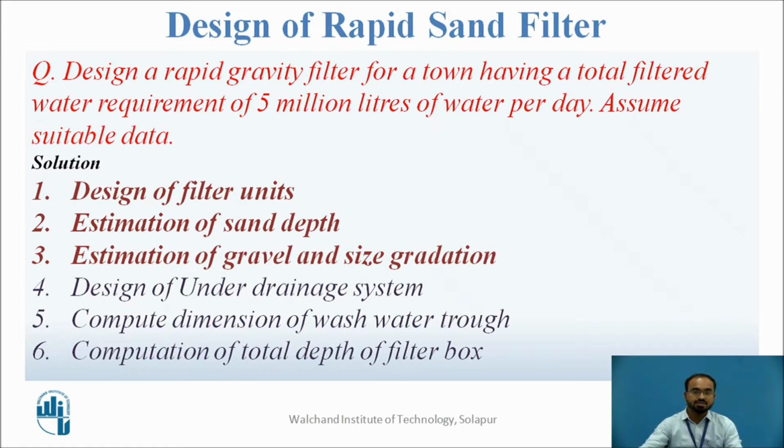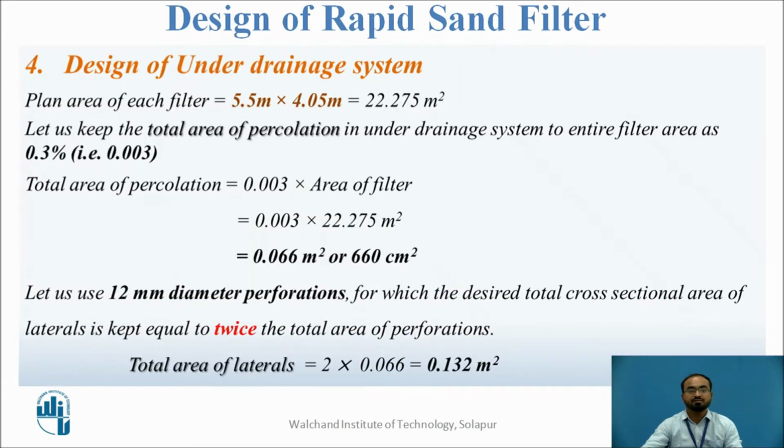Today in this session we are going to study the 3 remaining points: design of under drainage system, computing the dimension of wash water trough, and computation of total depth of filter box. Continuing with our 4th point, we now know the area of each filter, that is 5.5 into 4.05 meter. So the area will become 22.275 meter square.